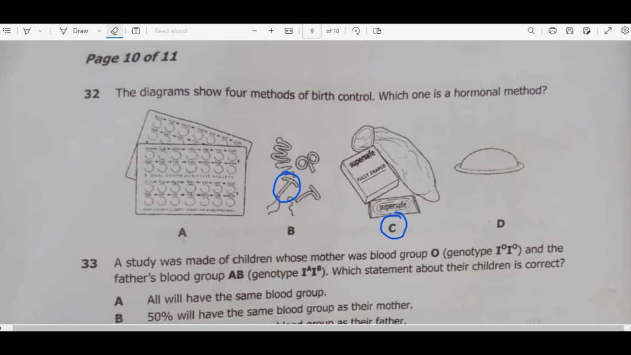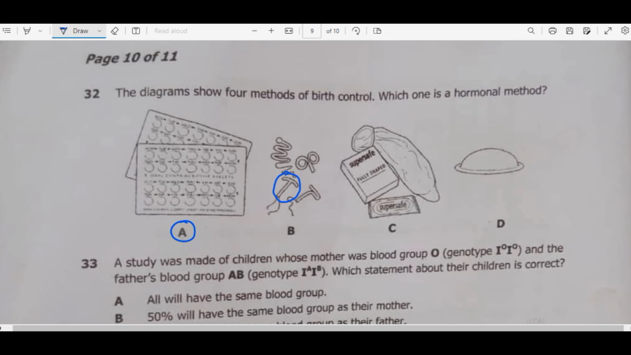And then we have that one also, it is a condom there. So with A, you find that hormones are released, because these are tablets that awaken the hormones which are released to delay the production of the ovum. So the answer here is A.